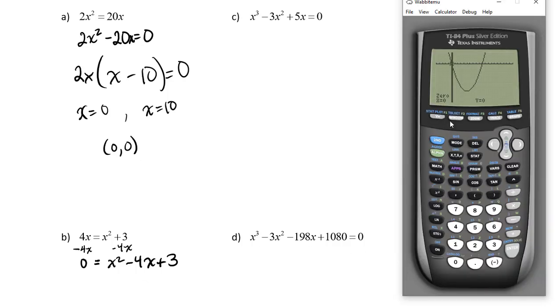Now we'll do that same thing again on the other intersection point. So we do second, calc, arrow down to zero, enter. We want the left bound.